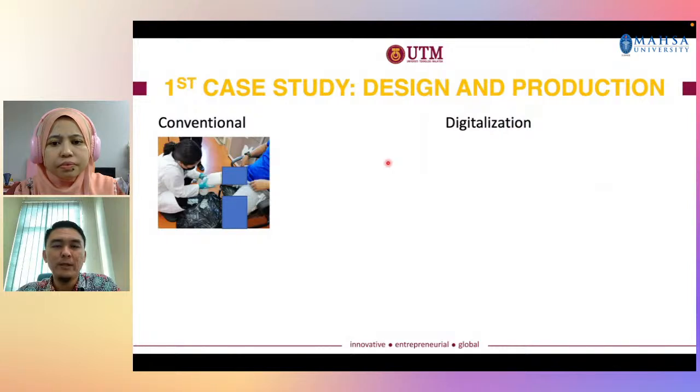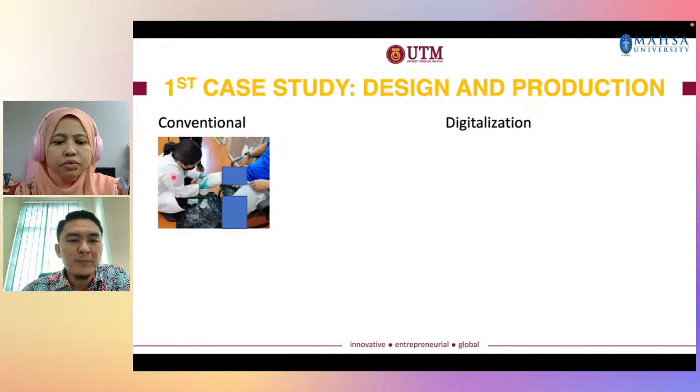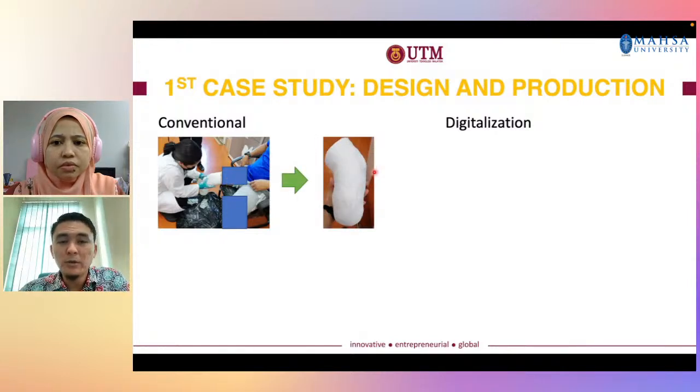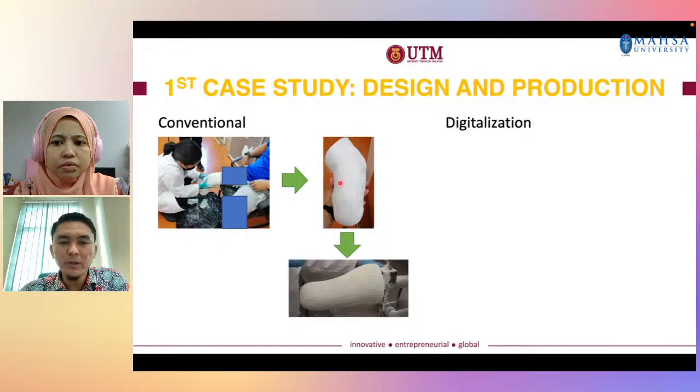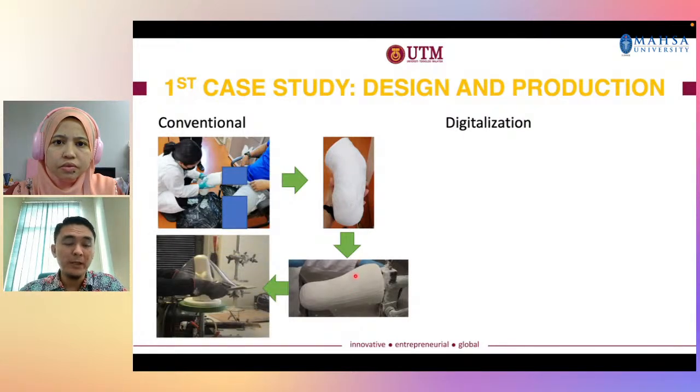And then what we did in our laboratory, we compared two different methods: conventional and digitalization. This is the conventional way, where we use POP, plaster of Paris, to wrap the stump, and then we get the mold in order to develop the socket. And then we do some rectification, where we eliminate some material in the lab. We also use a thermoforming process to develop the socket made from polypropylene.